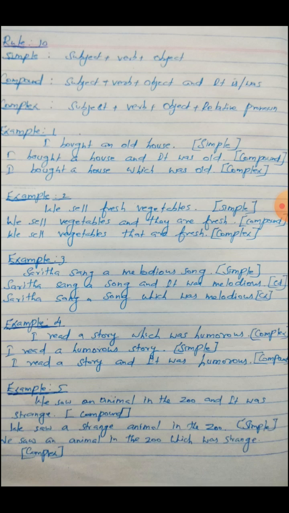Complex sentence: we saw an animal in the zoo which was strange. We saw an animal in the zoo which was strange, that is a complex sentence.